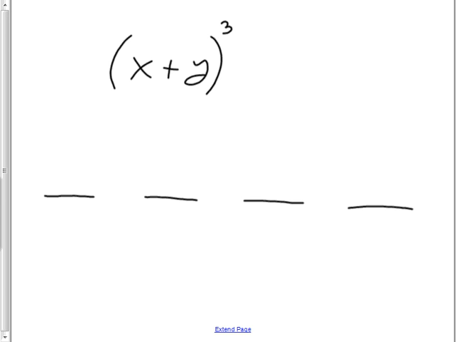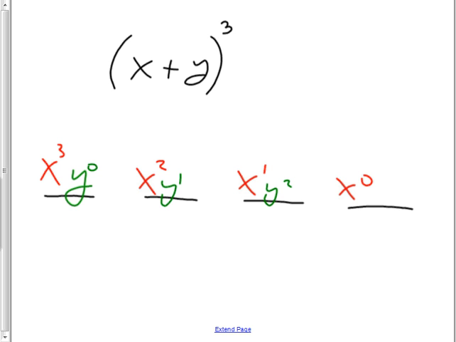But I think the best way to do this is to just start with the x, and then what do I put on it? The 3rd. Good. And then what's the next one got? An x to the, say it, 2nd, and then an x to the 1st, and then an x to the 0. So that's just slowly descending. Now use a different color and put all the y's in there. This will be y to the not 3rd, y to the what? 0, y to the 1, y to the 2, and y to the 3.